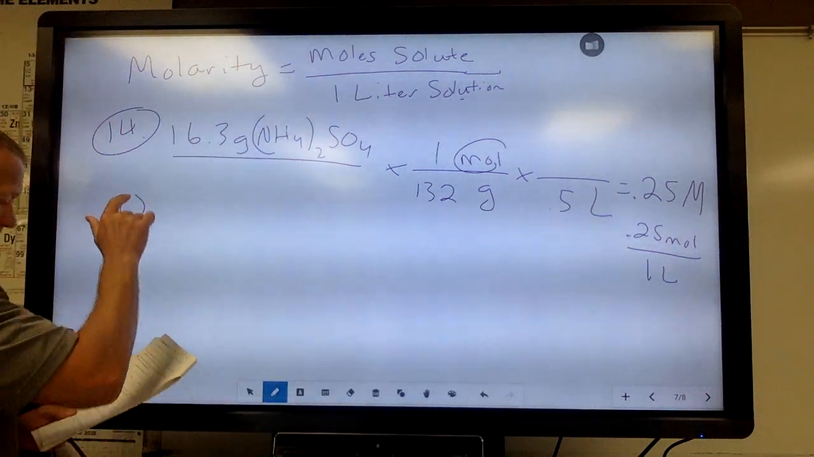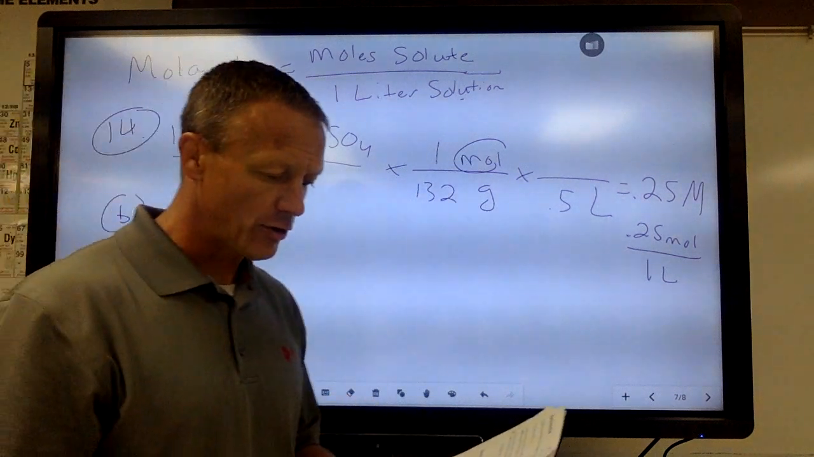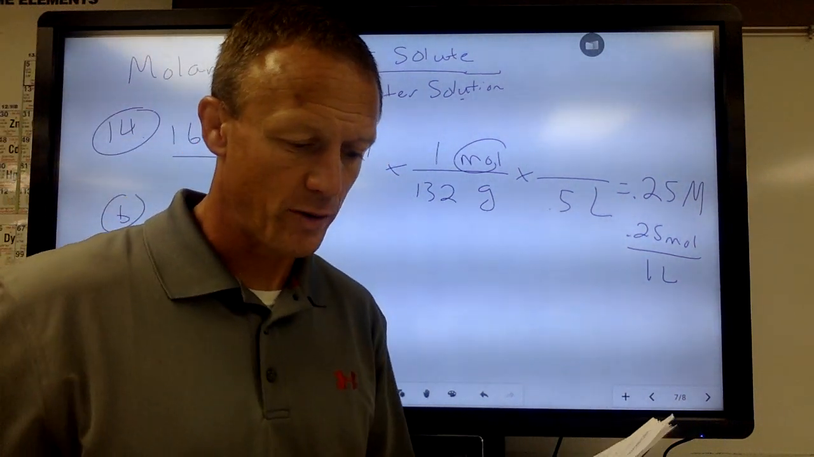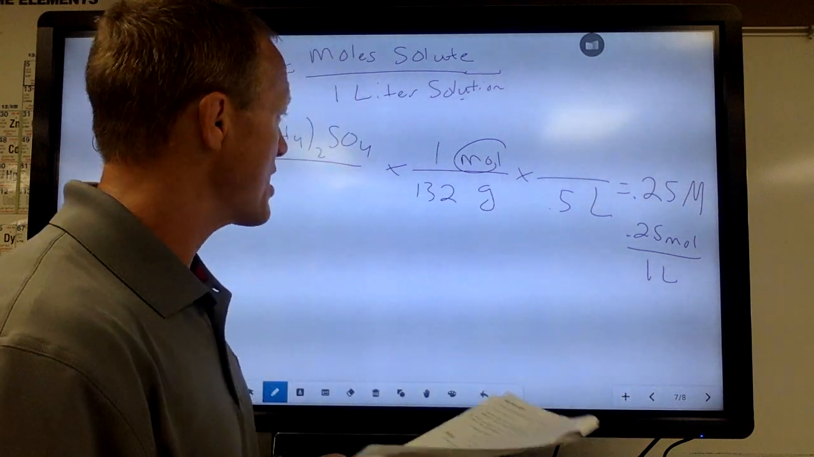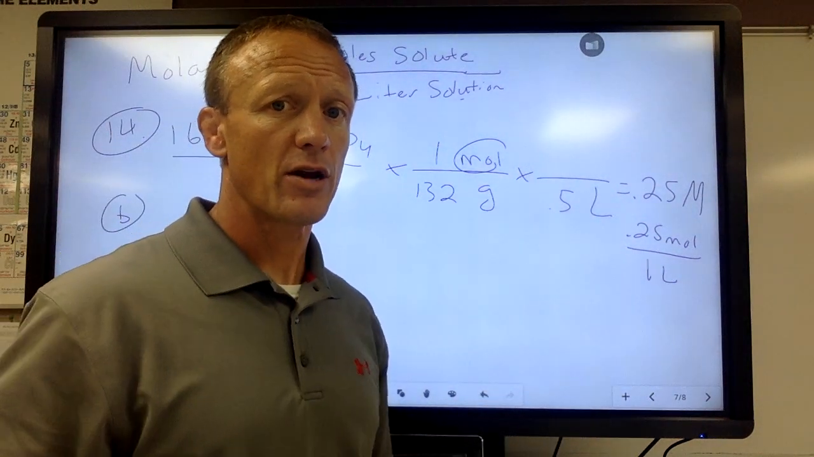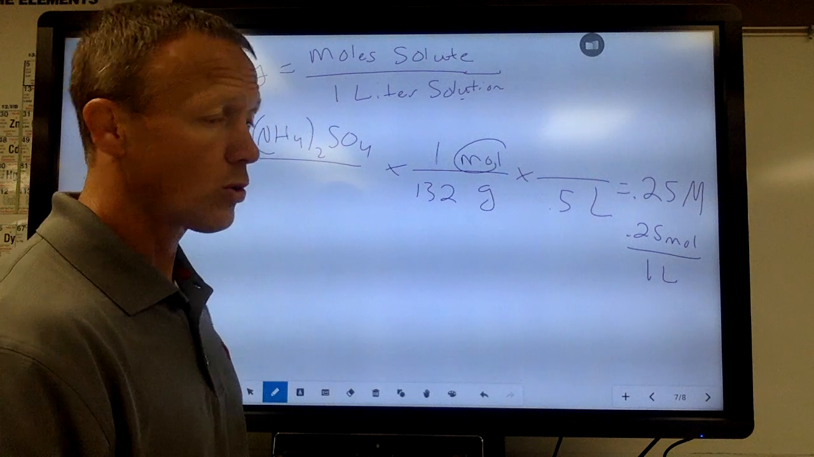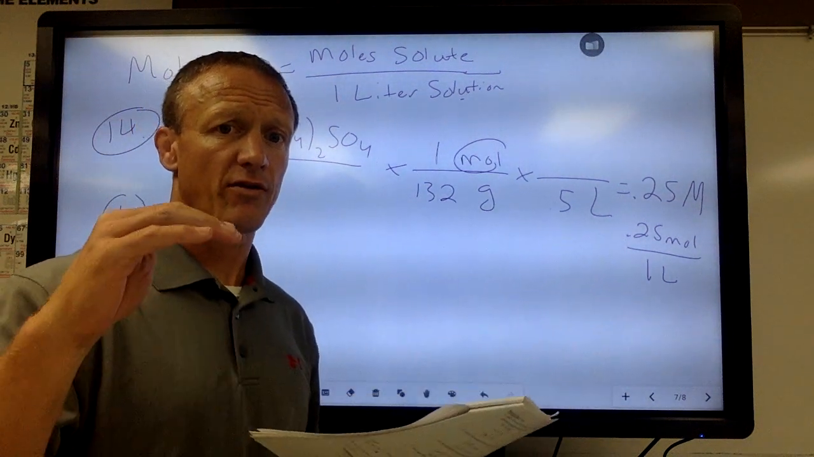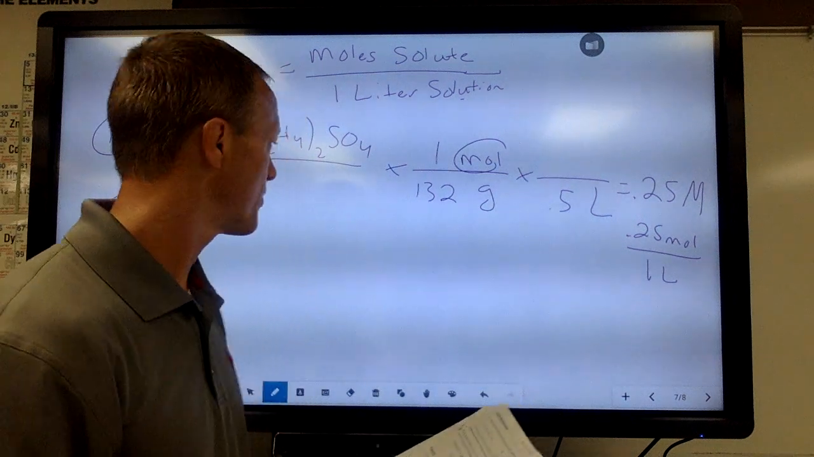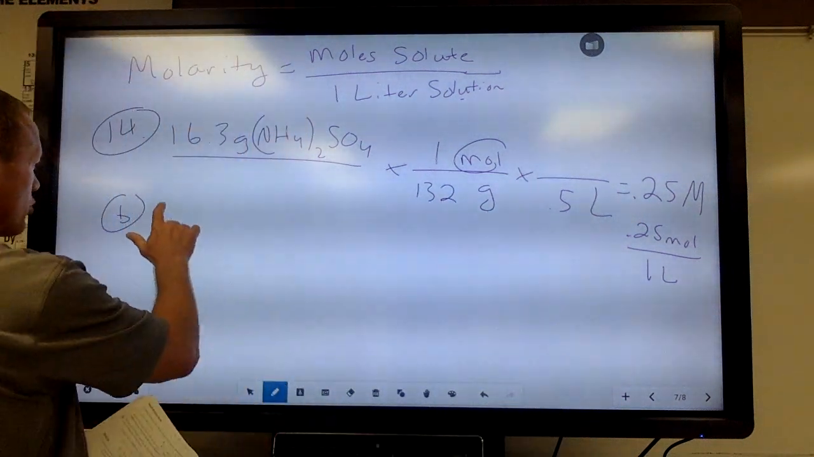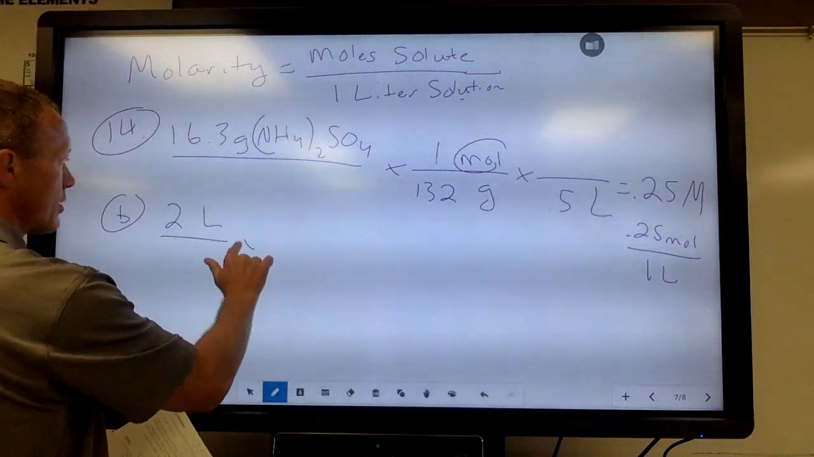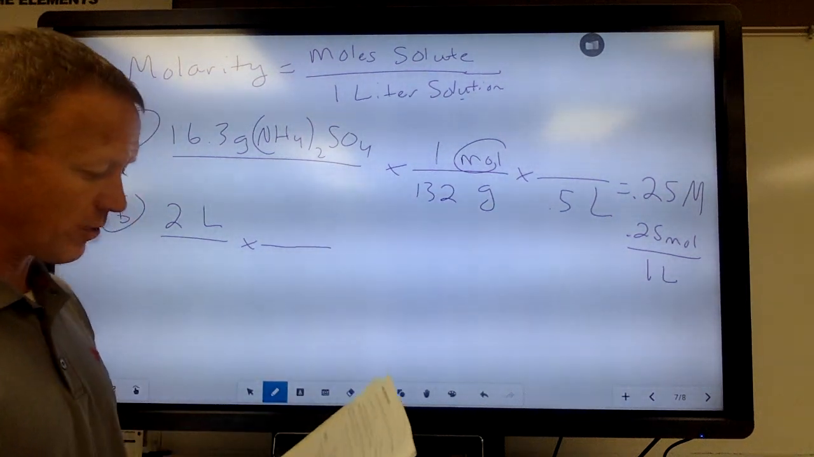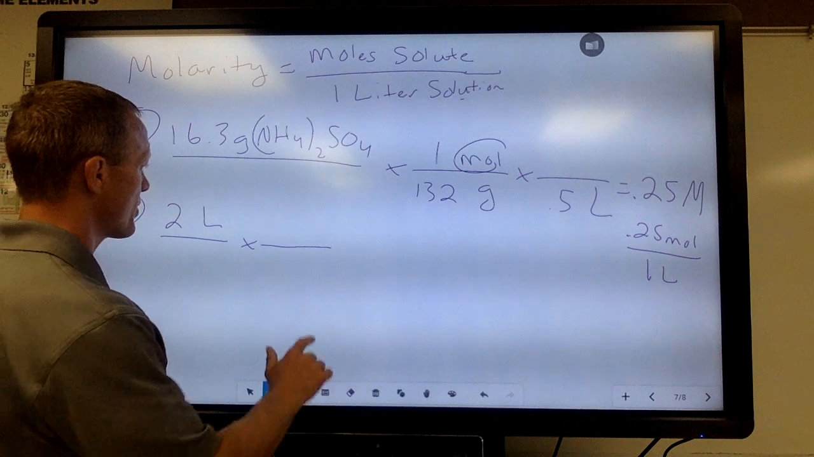Letter B: how would you make 2 liters of a 0.1 molar sodium carbonate solution? It gives you the molar mass of sodium carbonate. One thing I never do is start with my molarity. My molarity gets me from moles to liters or liters to moles. So it's saying you want a 2 liter solution, and I really want to know how many grams of sodium carbonate we need to use to make this solution.